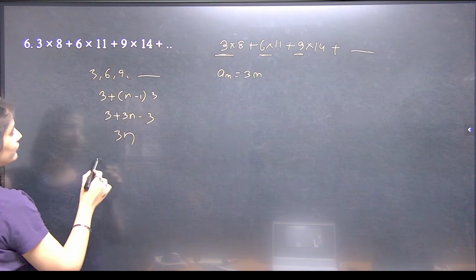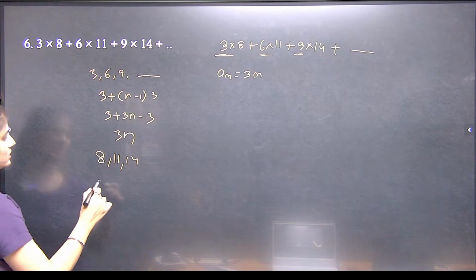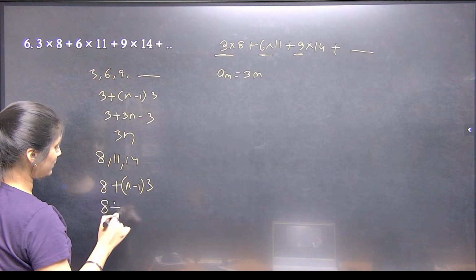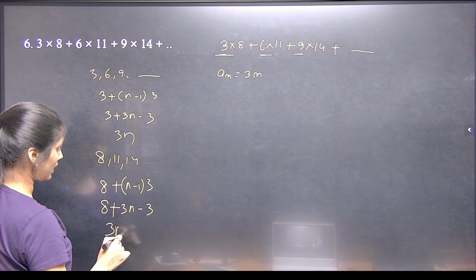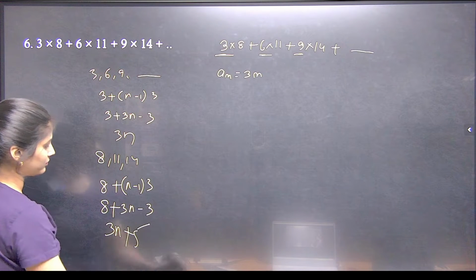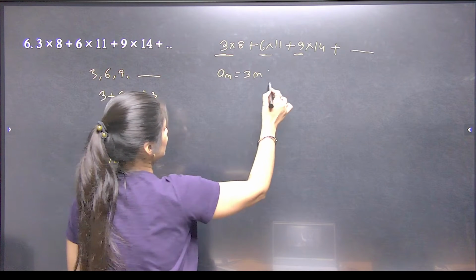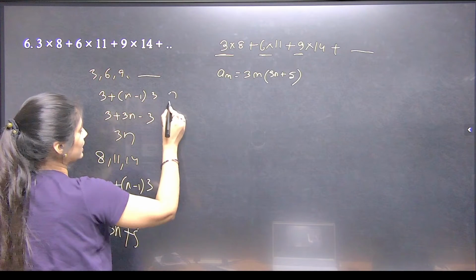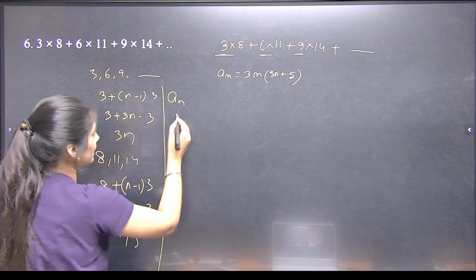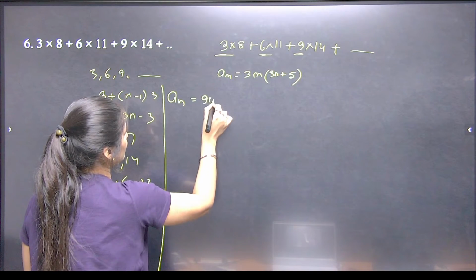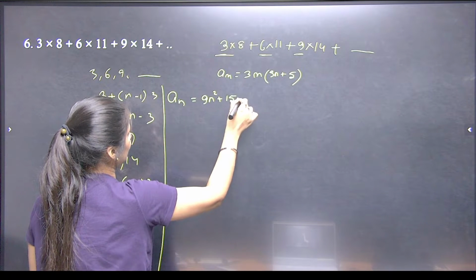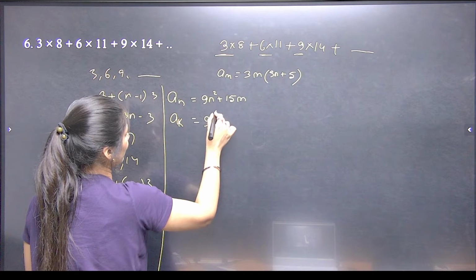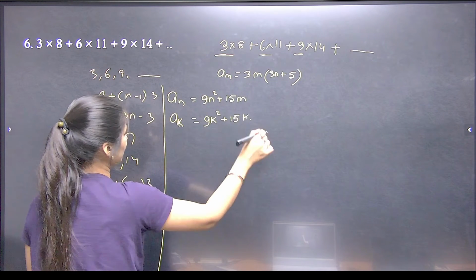And then 8, 11, 14. So it is a plus n minus 1 d. So it is 8 plus 3n minus 3. So it is 3n plus 5. Okay. Now what is the nth term? Let us multiply this part. It is a n is equal to 9n square plus 15n. So ak is 9k square plus 15k. Okay.